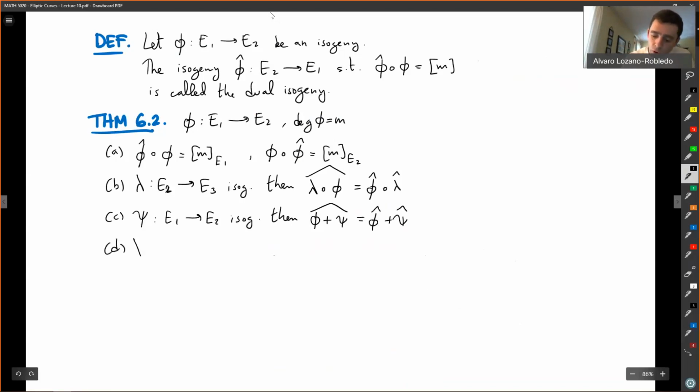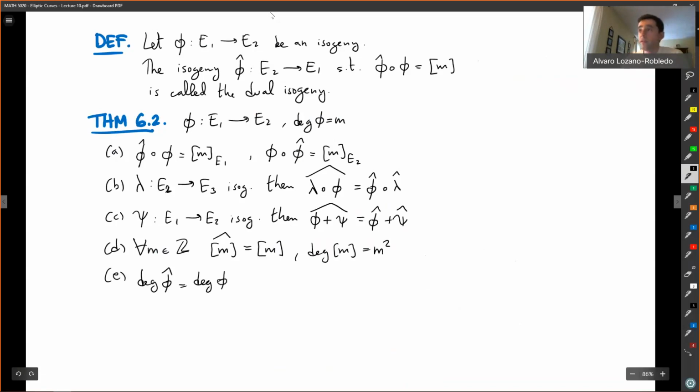D, for all integers m, the dual of multiplication by m is itself, and the degree of multiplication by m is m squared. Okay, and E, the degree of the dual is the same as the degree of itself, and finally the dual of the dual is itself, which I said is related to part A. So let me just make a comment about part D.